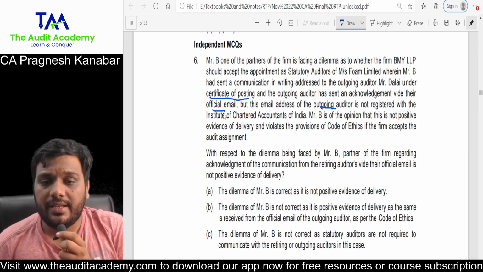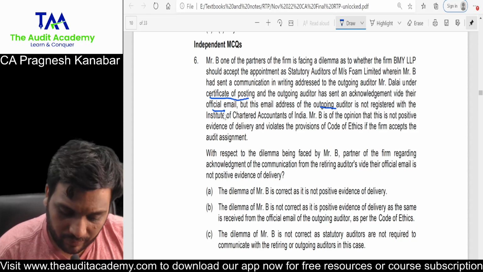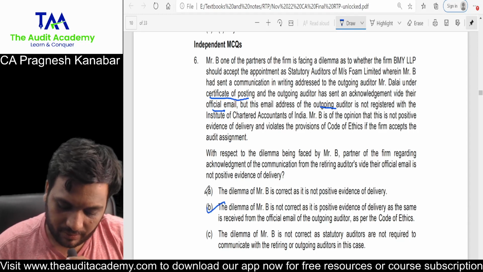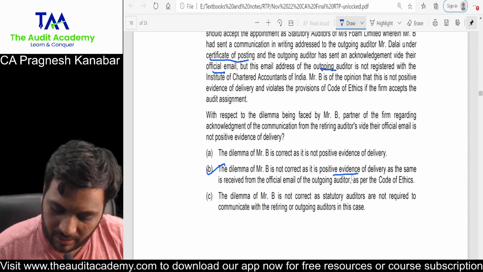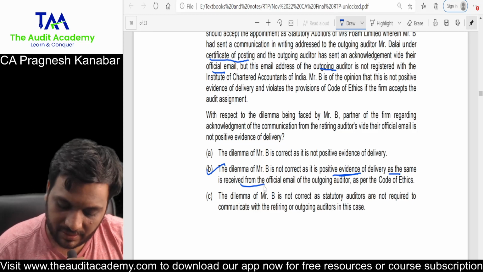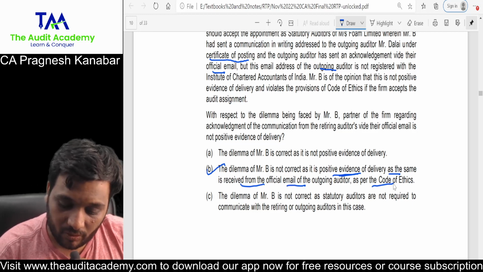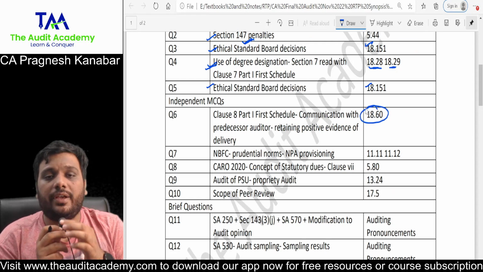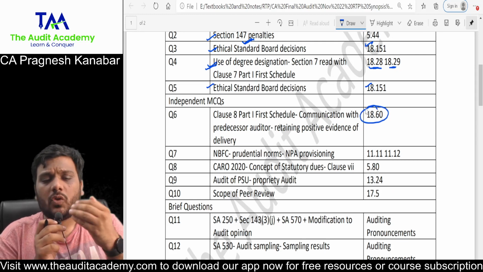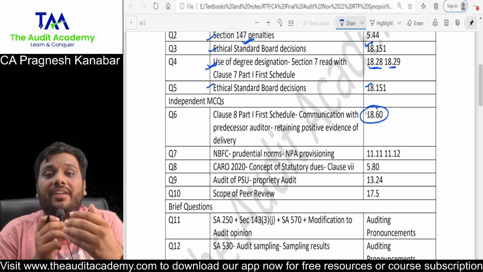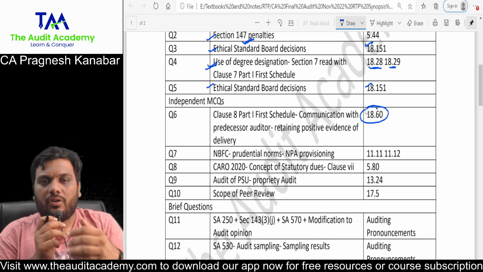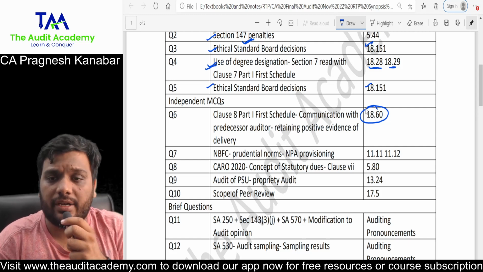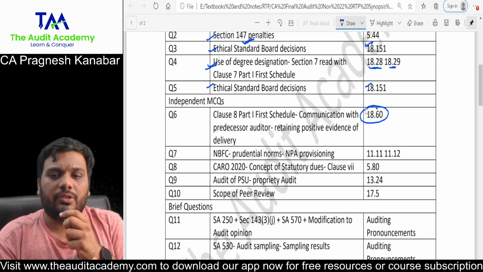This is a positive evidence of delivery and there is no issue over there, and that is why for question number 6 you have option B. It is a positive evidence of delivery, as the same is received from the official email as per the Code of Ethics, and I have given the exact page number of the module where you will find the 4 modes of evidence of delivery that you can have. There are 3 other modes of positive evidence of delivery also. So if you are weak on this part, you should go through it.